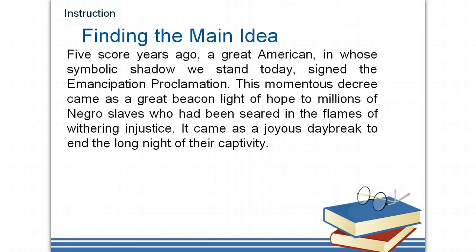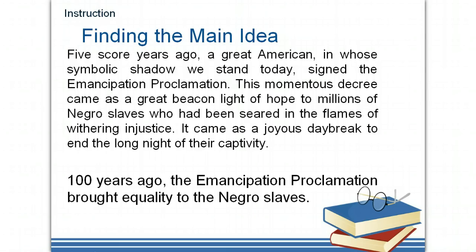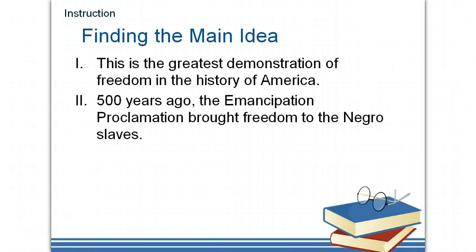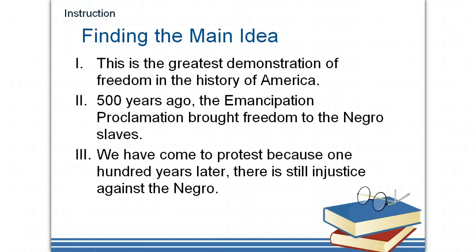As an example, try to find the main idea in this paragraph. Based on what is shown, the main idea is that 100 years ago, the Emancipation Proclamation brought equality to the Negro slaves. Here are the main ideas of the first three paragraphs of the text. As you can read from the first, second, and third main ideas, you will notice that he talks about the topic. By making a condensed version of the main ideas of each section, you can derive the main idea of the entire text.